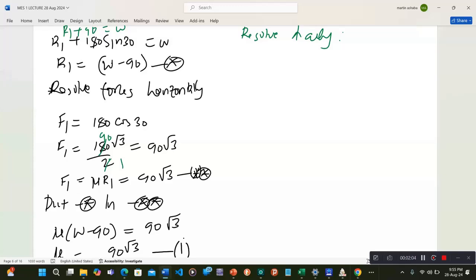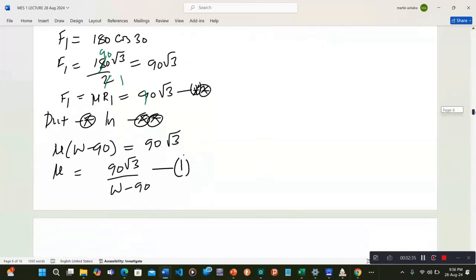Then F1 will therefore equal nu R1, equal to 90 root 3, because F1 is the same as the coefficient of friction times the normal reaction. Now, my F1 equals nu R1. R1 is already obtained up there. Then I substitute in for R1 here, so that I have nu into W minus 90 is equal to 90 root of 3. So that is equation 1.